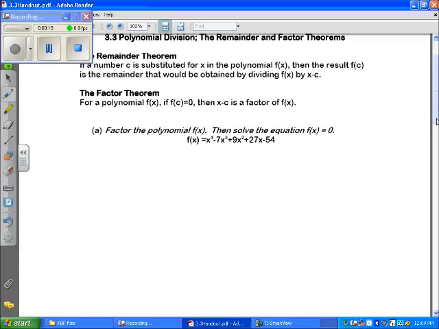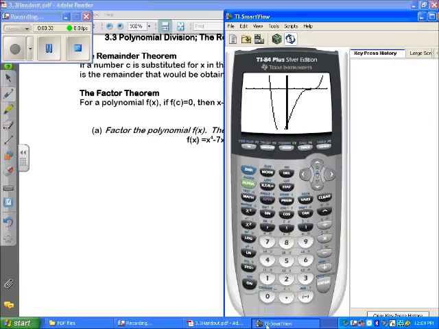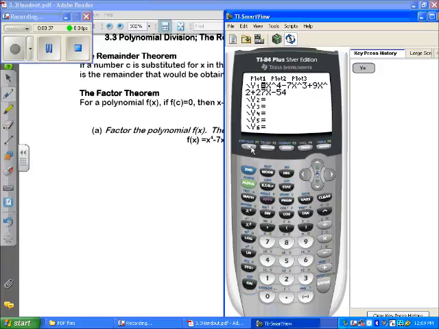To start off, I'm going to go ahead and plug this in my calculator just to get an idea of any x-intercepts or zeros. So I'm going to go ahead and, again, put this polynomial into my graphing calculator. Okay, which I already have in there. So you may want to pause and go ahead and put this in.